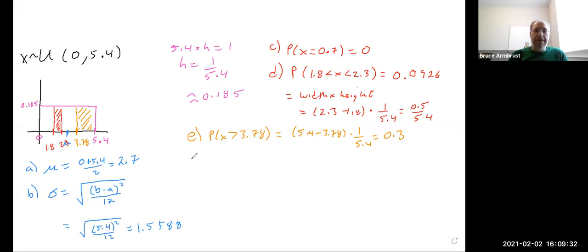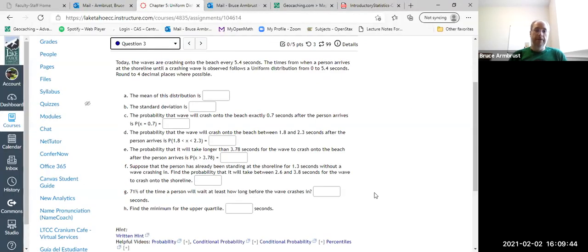All right, so there was part E, but now part F. This is the one that's a little bit interesting. I want to go back so you can see the wording on this. Okay, so let's go look at part F. It says, suppose that the person has already been standing at the shoreline for 1.3 seconds without a wave crashing. Find the probability that it will take between 2.6 and 3.8 seconds for the wave to crash into the shoreline.